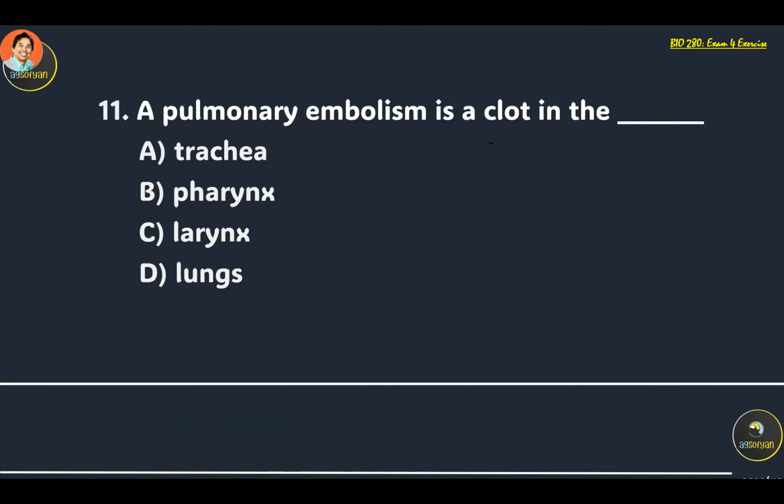A pulmonary embolism is a clot in the A, B, C, or D. Pulmo, you already learned this terminology, means lungs. So it's going to be the clots in the lungs.